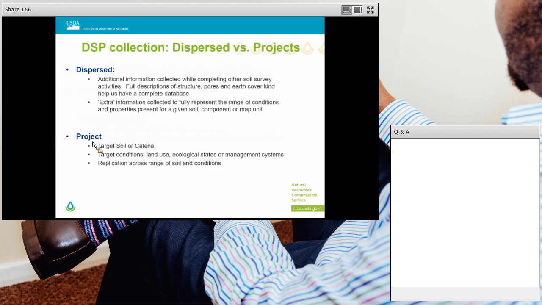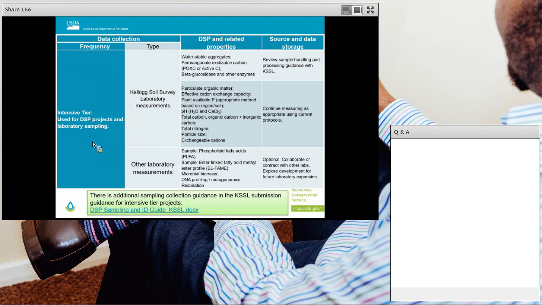That's the idea anyway. So disperse additional information while completing other soil survey activities, and projects are really targeted at a particular kind of soil or a particular kind of condition, and we are going to ask for some replication to really hone in on what that thing you're after is. So these are the two different kinds. I'm going to start on the intensive tier.